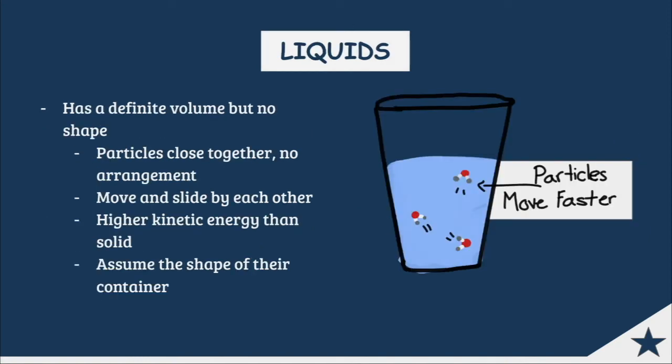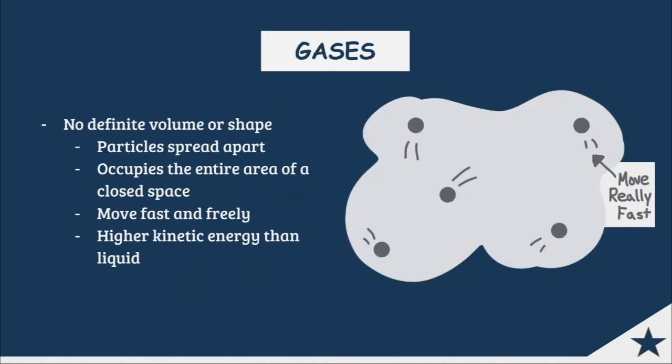Liquids have a definite volume but no shape. The particles in liquids are close together but have no specific arrangement, and the particles move and slide by each other, which means that it has a higher kinetic energy than solids, and it always assumes the shape of its container. Gases have no definite volume or shape.